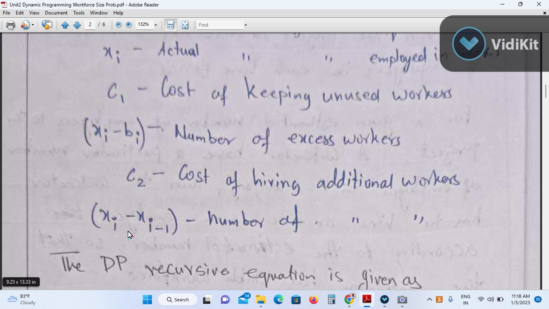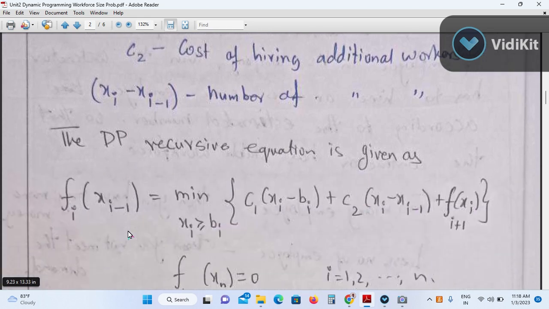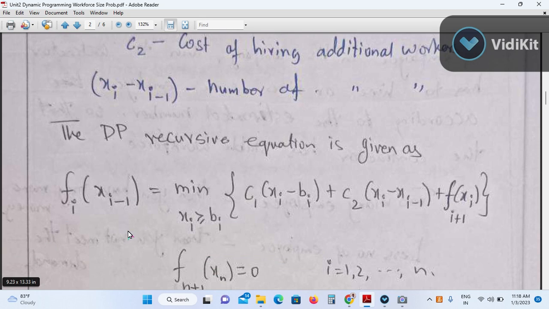Based on these parameters, we can put together the mathematical formulation, the recursive equation: fi of xi minus 1. It talks about the optimal cost, that is, the optimal labor we are going to utilize so that we get the optimal cost. It is denoted like this: the minimum, naturally, since we have to utilize the minimum laborers, of C1, which we already discussed, the cost for the excess workers, plus the cost for hiring additional workers, plus the next output f i plus 1 of xi. Naturally, if I consider i equal to n, then it does not exist. Therefore, we put 0.